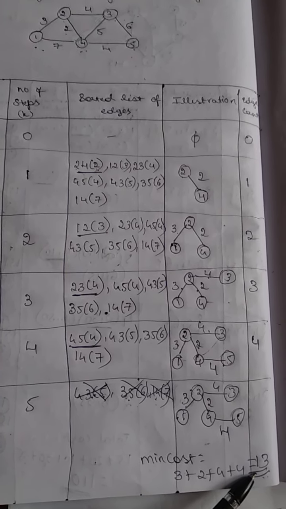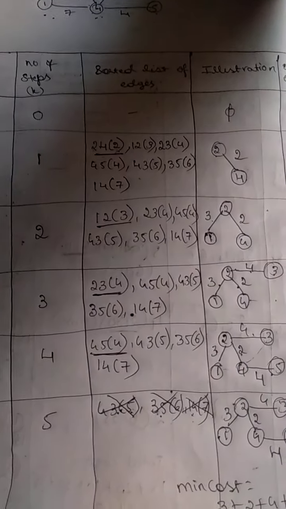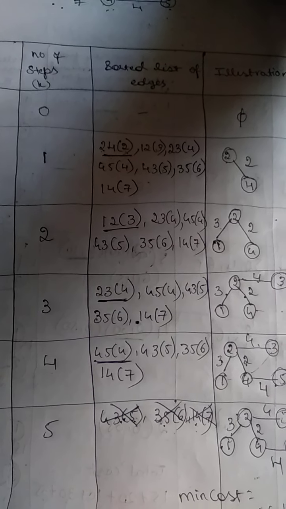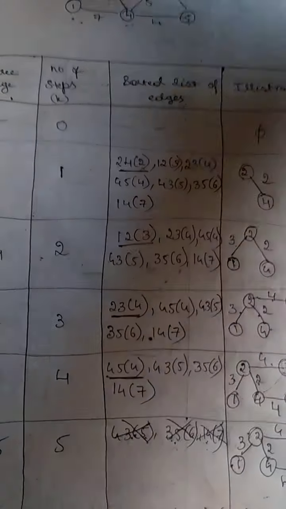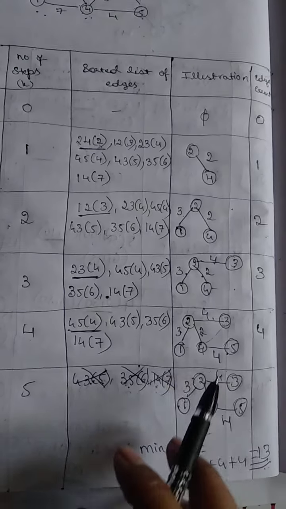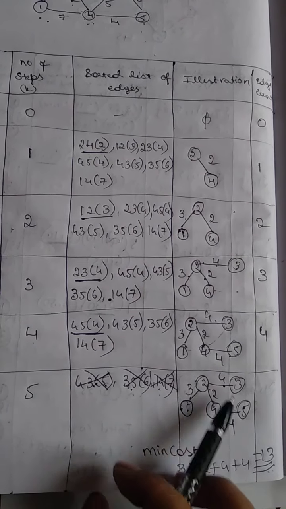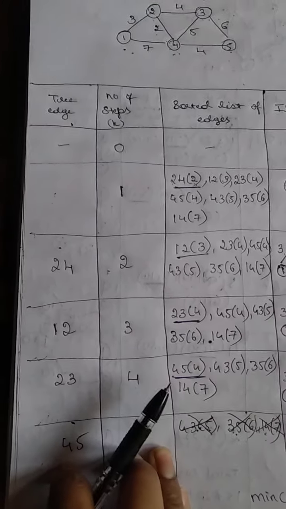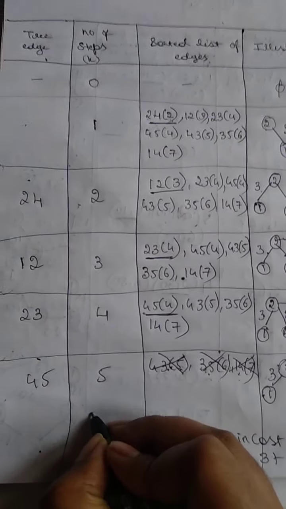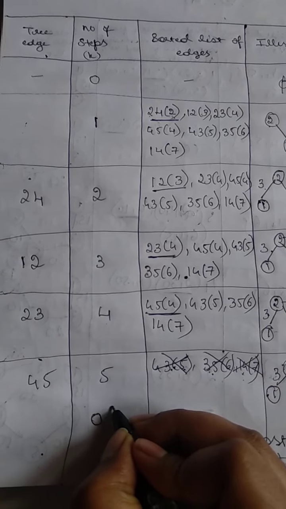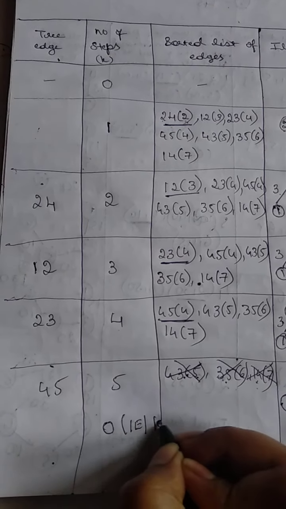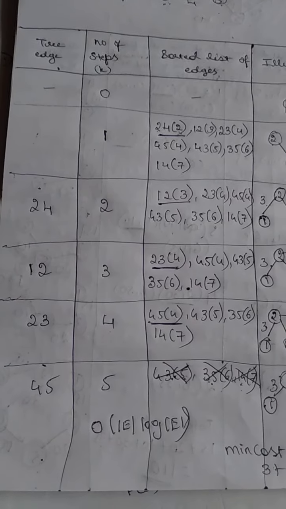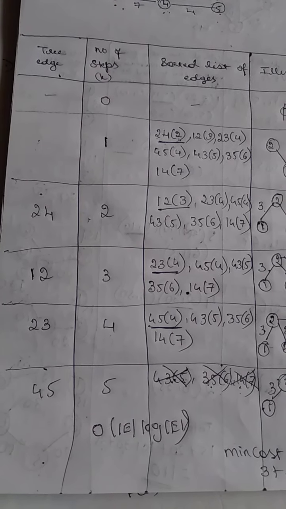Before that, we have to just see the analysis of this Kruskal's algorithm, that is, the time complexity. What is the time complexity of Kruskal's algorithm? Here, I'm considering only the edges, not the vertices. So here it is big O of E log E. This is the analysis of your Kruskal's algorithm.